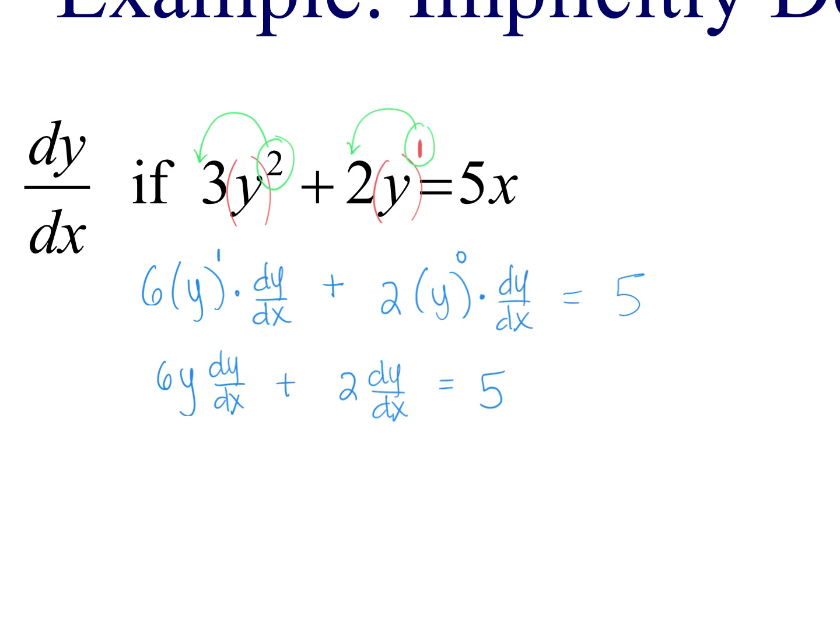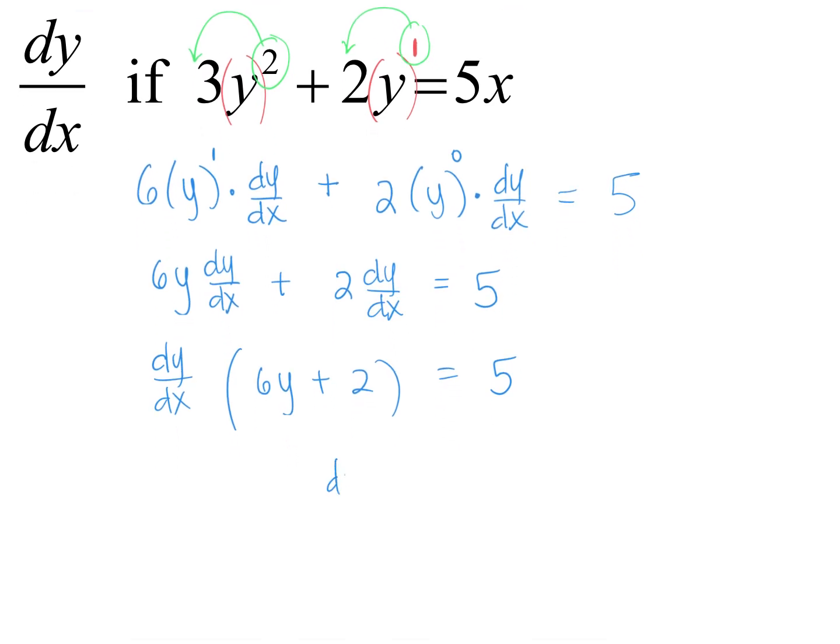The GCF is dy dx. So I'm going to factor out dy dx. And what will that leave me with? All right, Sam, you want to take it from there? What will that leave, once I factor out the dy dx? 6y plus 2. Still equal to 5. And then I just need to get dy dx by itself by doing a quick division.